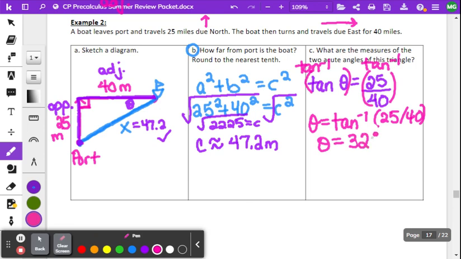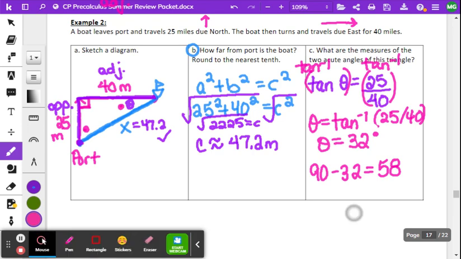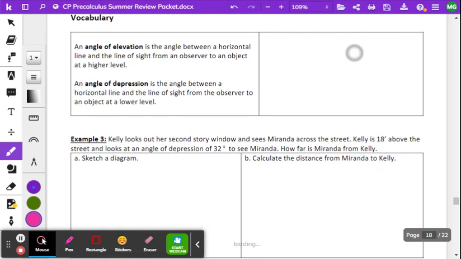Now, this is really simple. We know that these two angles add up to 90 degrees. So what we can do for the other angle is just say 90 minus 32 degrees. And we find out that that other angle is 58 degrees. And if you think about it, all three angles of a triangle add up to 180, so if this is 90, it leaves 90 for these two angles.